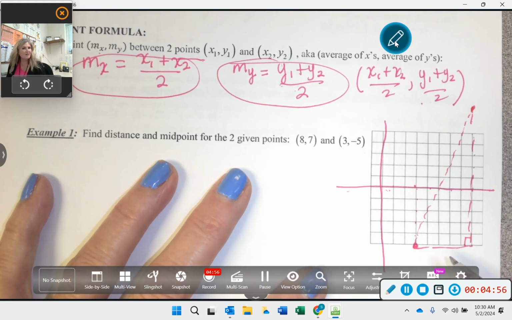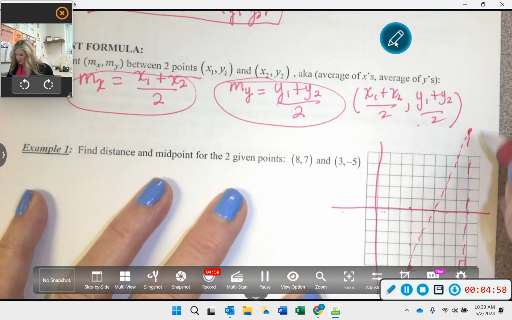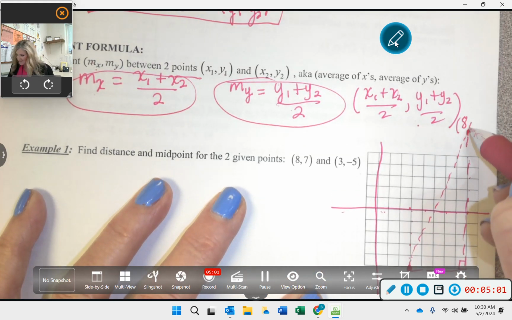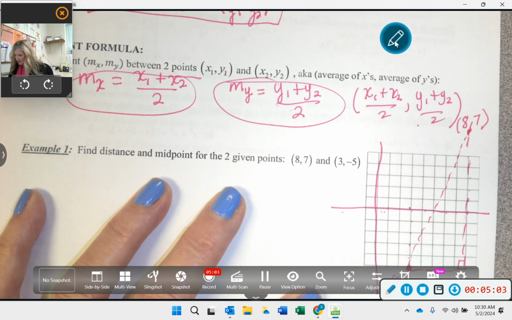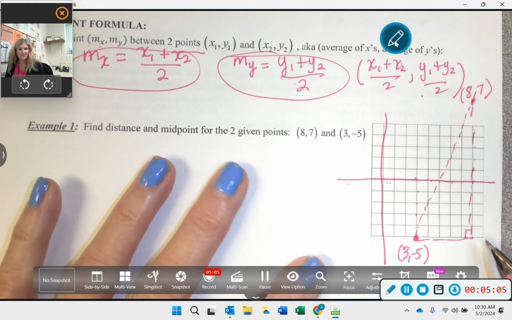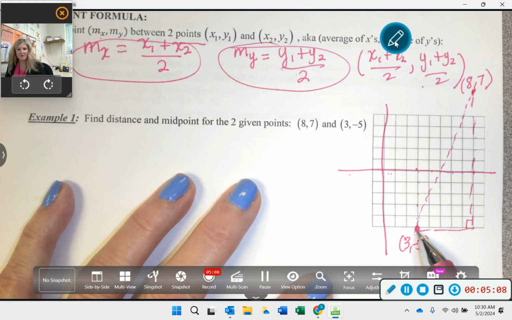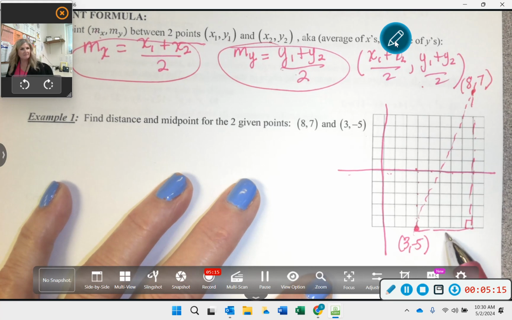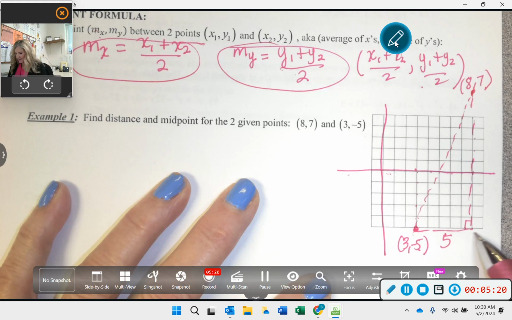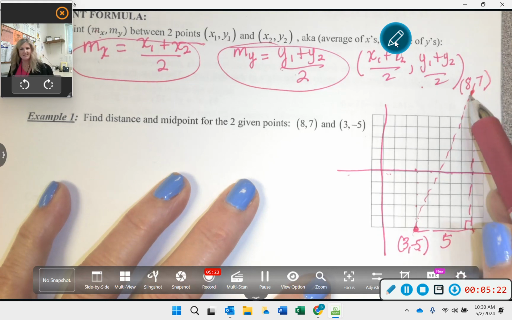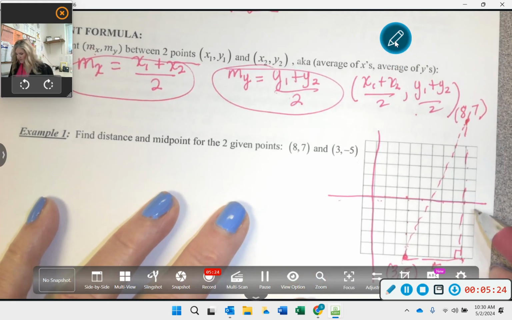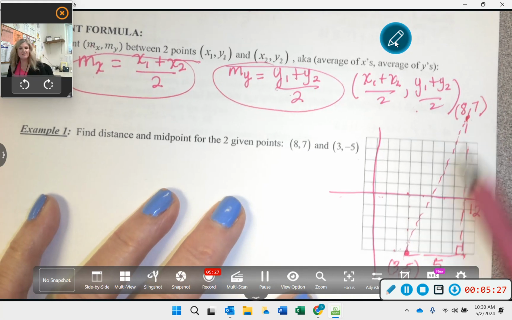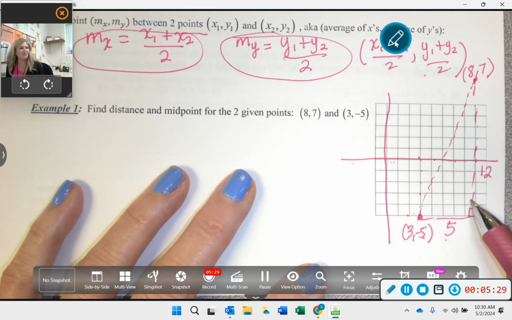Like this point here was at (8, 7). This point was at (3, -5). I want to know how far it would be if I made this go completely perpendicular to that. How far is it from 3 to 8? 5. How far is it from negative 5 down here up to 7? 12. Anybody think they know the distance now if we've got 5 and 12?